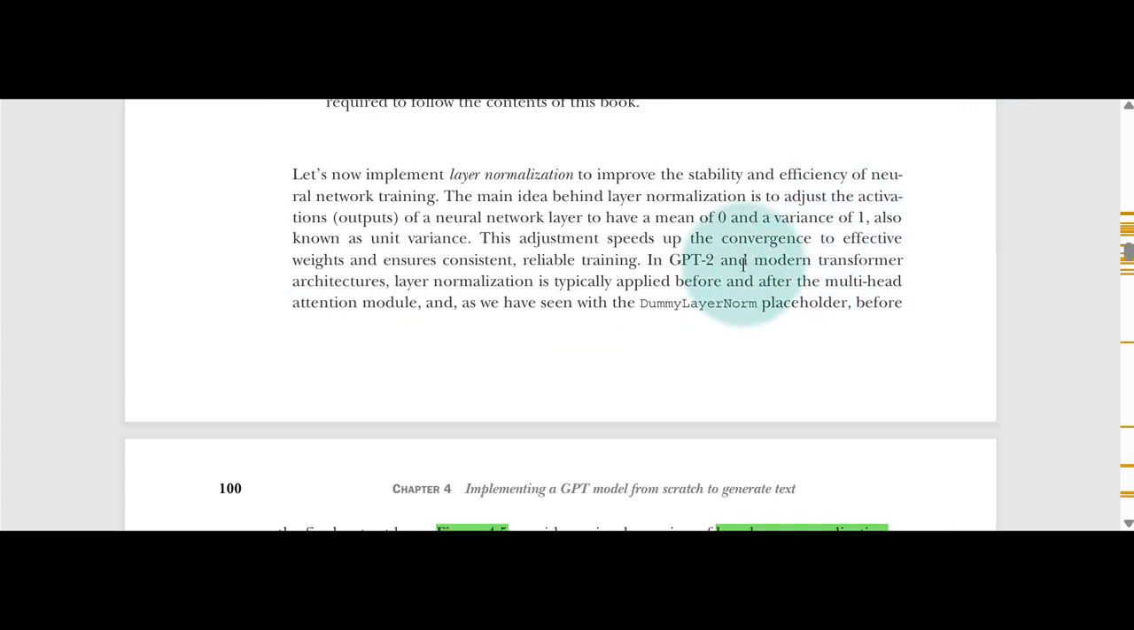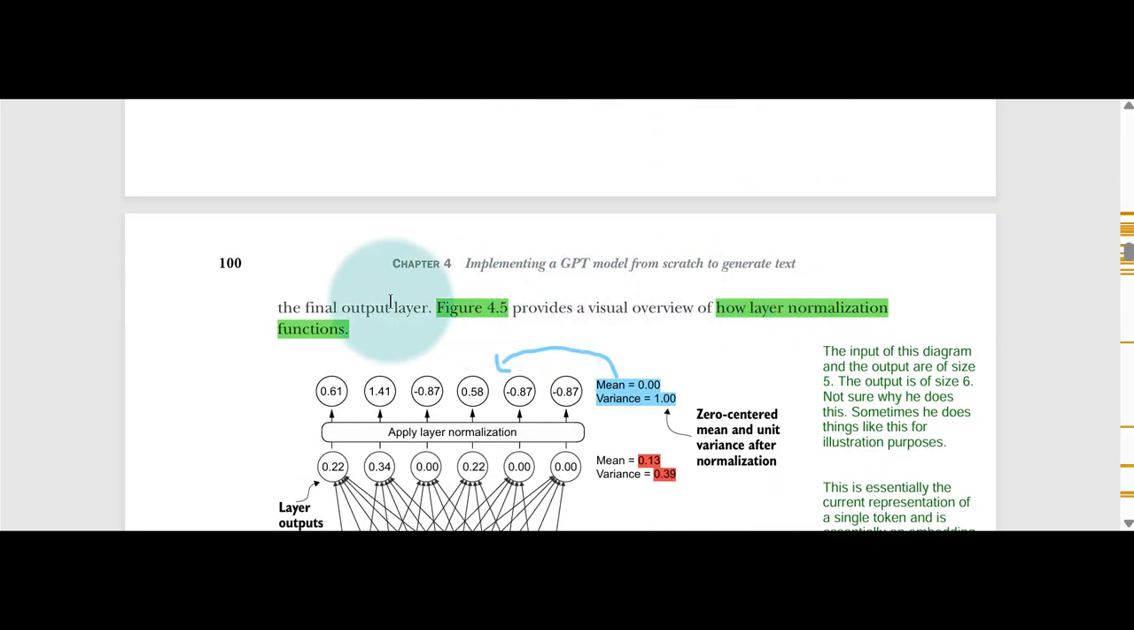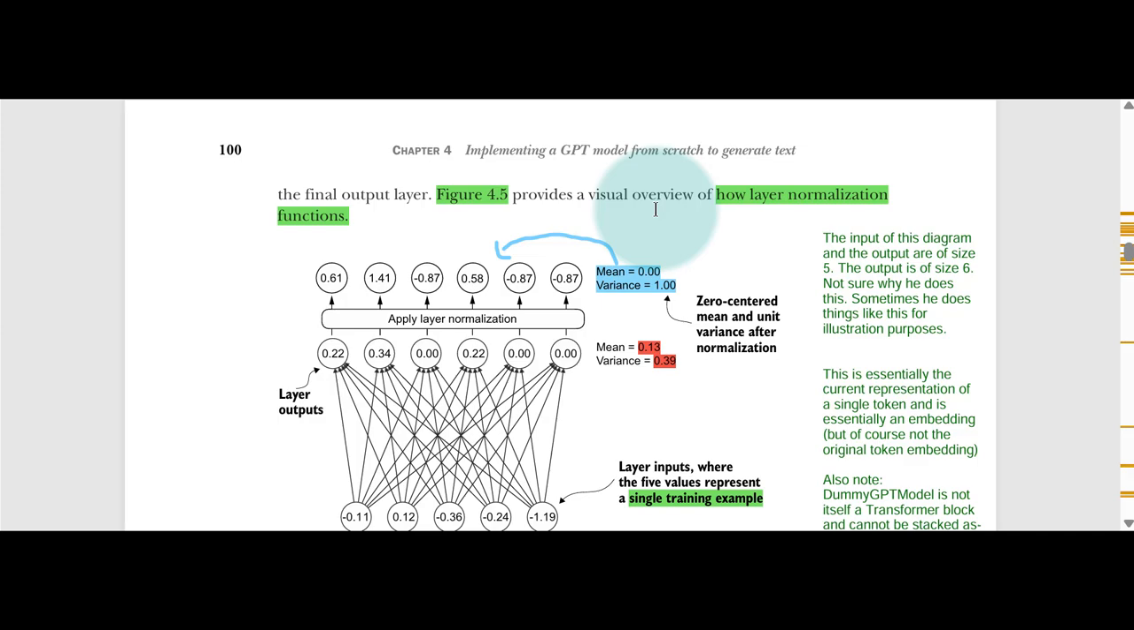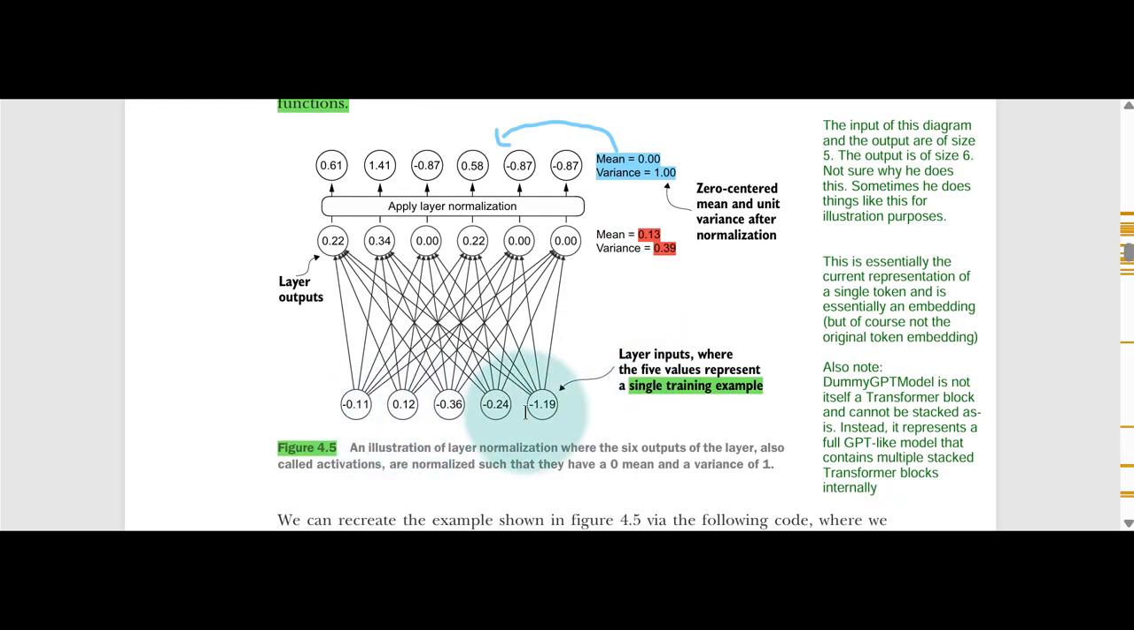So let's read that again. In GPT-2 and modern transformer architectures, layer normalization is typically applied before and after the multi-head attention module, and as we have seen with the dummy layer norm placeholder, before the final output. Okay, we just saw that. Okay, now this figure provides a visual overview of how layer normalization functions. So let's read these comments. The input of this diagram and the output are of size 5. Is that true? This is 5, and this is not 5. So that's wrong. Okay, the output is of size 6.